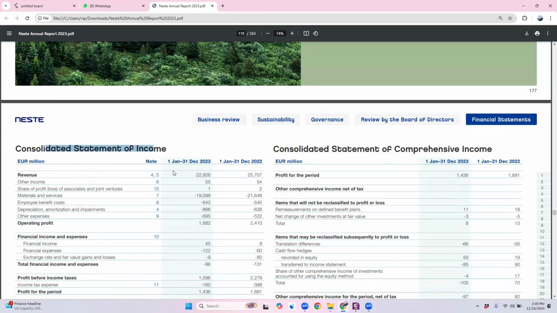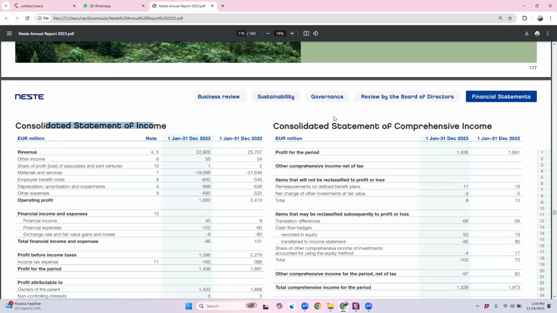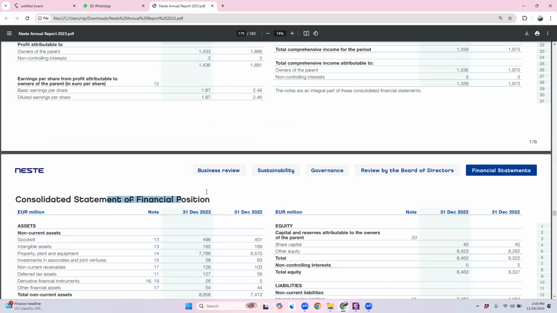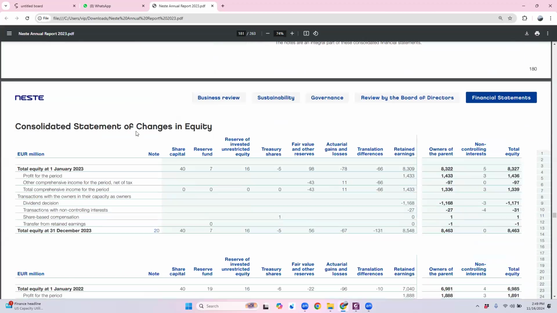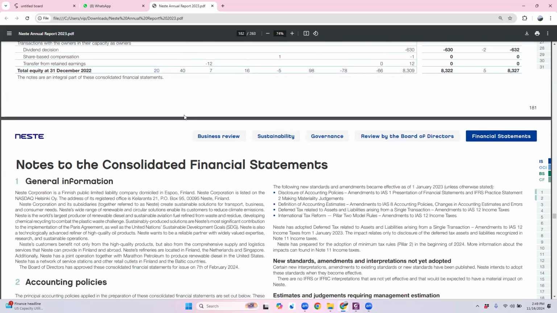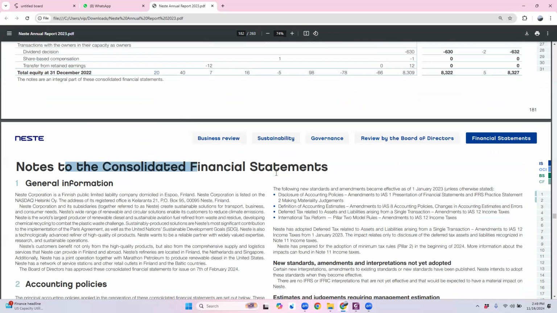Consolidated statement of income. So this is revenue. Consolidated statement of comprehensive income, OCI. Then comes the consolidated statement of financial position. Obviously, we know how this is made. Then there is cash flows. If I move forward, you will find the changes in equity. If I move forward, you will find notes to the financial statements.